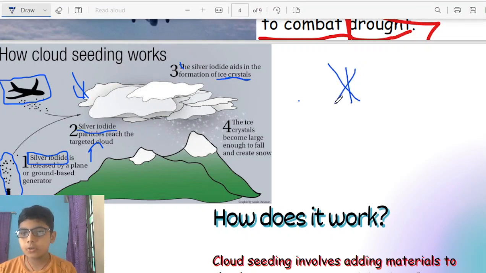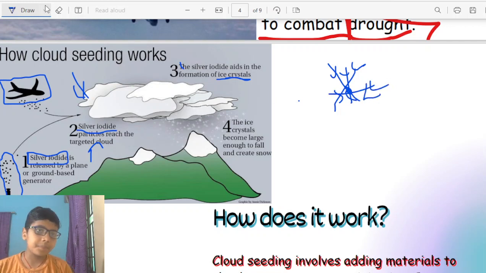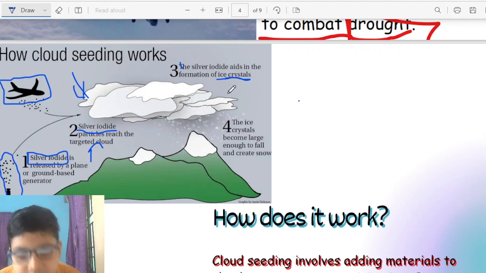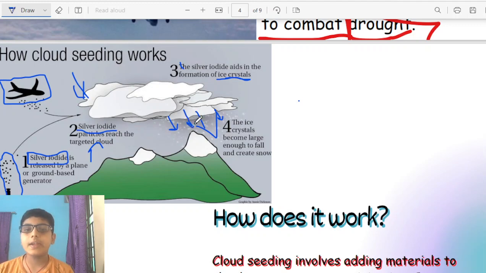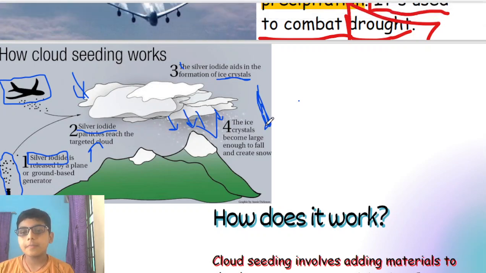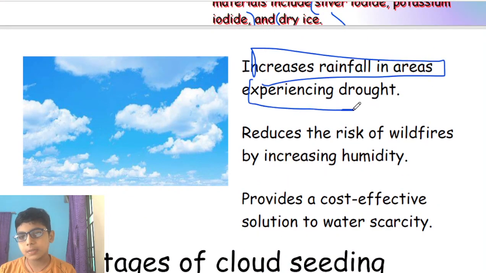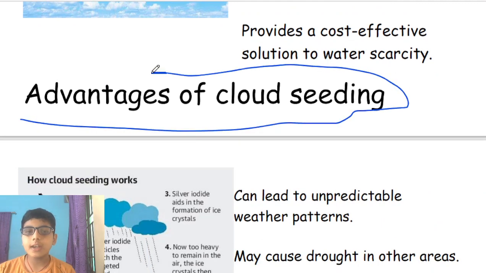You must know ice crystals, right? They look something like this, like crystals of ice. So these make so many ice crystals that they get too heavy and fall down in the form of ice crystals or rain. The ice crystals become very large and heavy enough to fall and create snow. Now these are the advantages of cloud seeding.